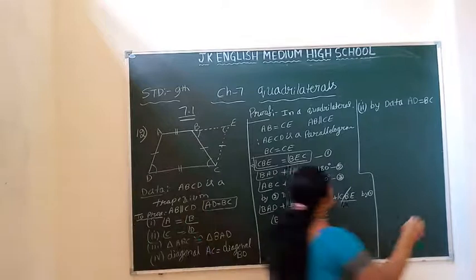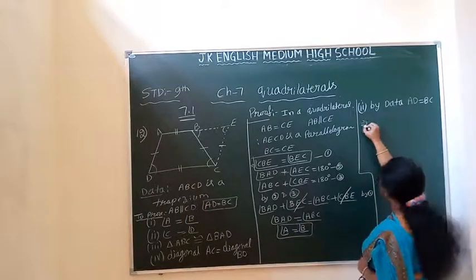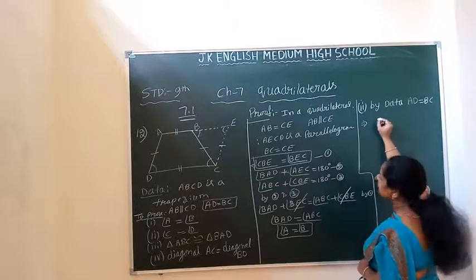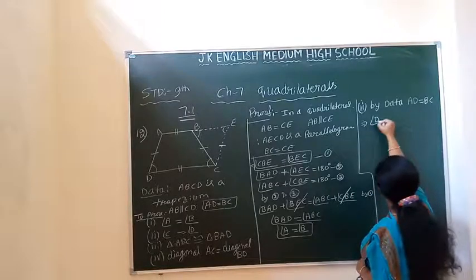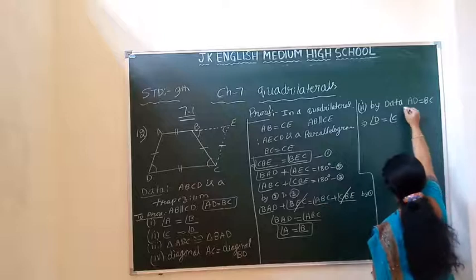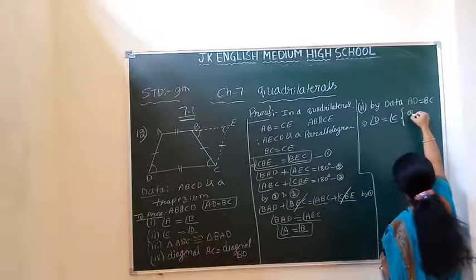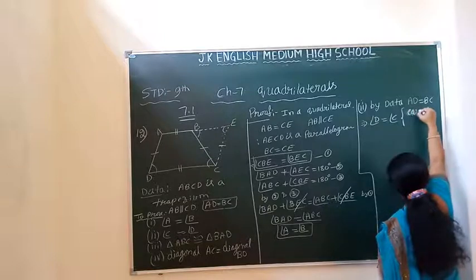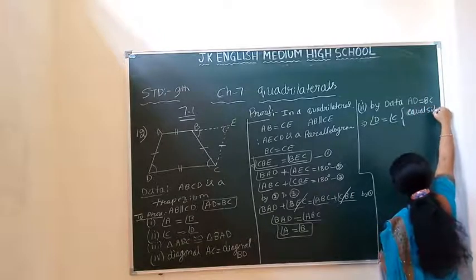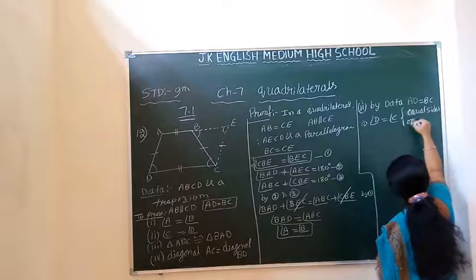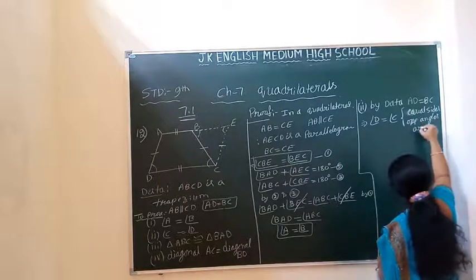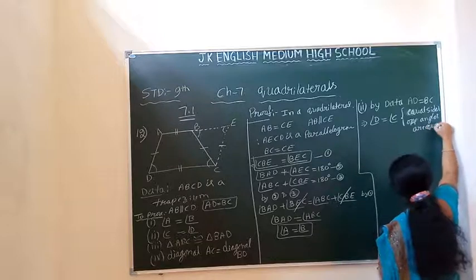Now, therefore, it implies opposite to AD which side is there, opposite to BC which side is there. So angle D is equal to angle C, because equal sides, opposite angles are equal. Okay, we proved the second one also.